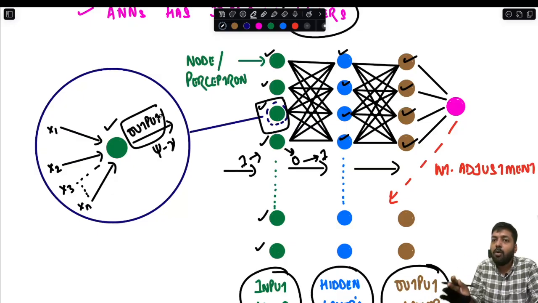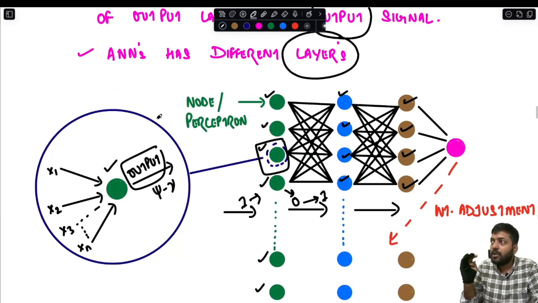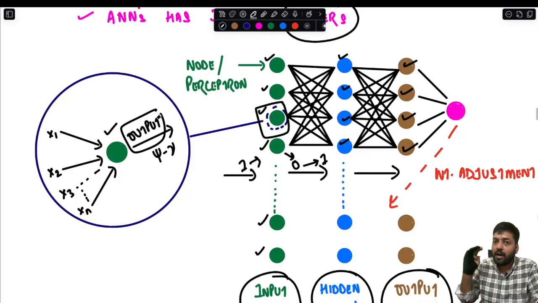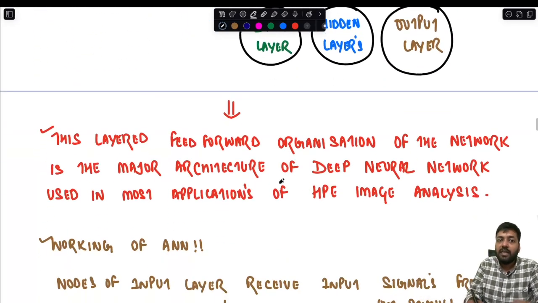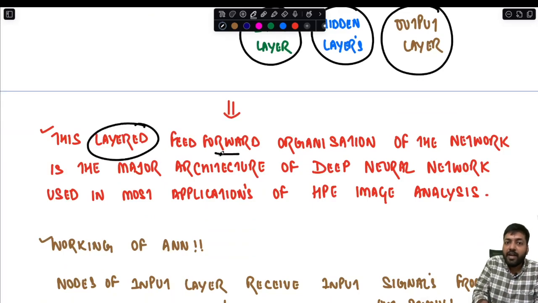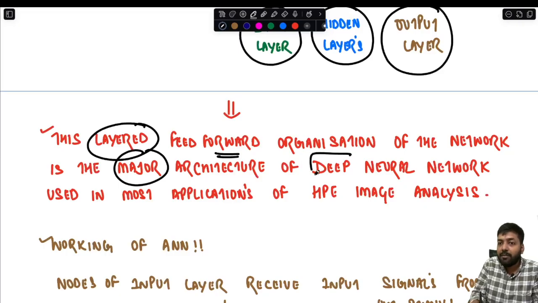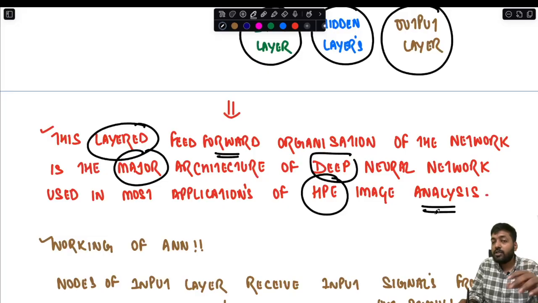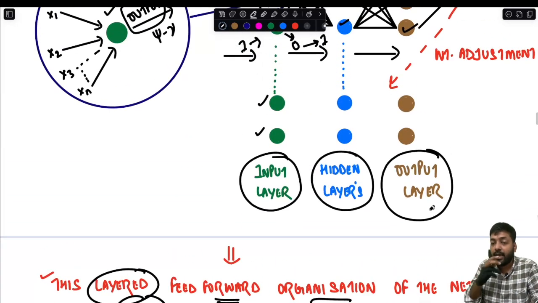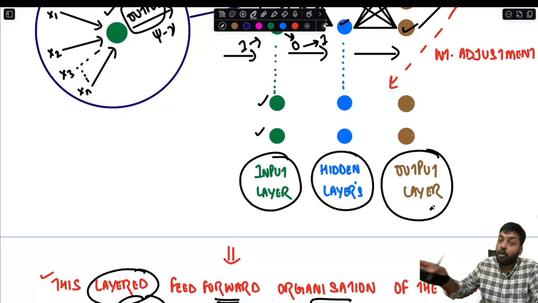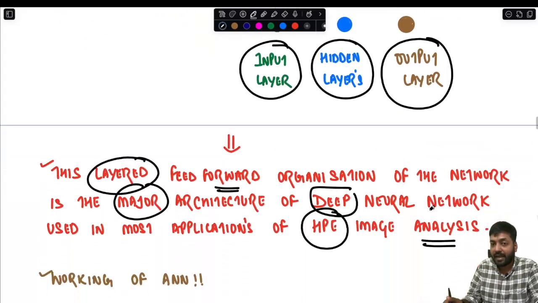So these are the components of the artificial neural network, and this is how they work or function. This layered feed forward organization of the network is the major architecture of deep neural networks used in most applications of histopathological image analysis. And why do we say feed forward organization? Because the information is going forward only. It is not going back.